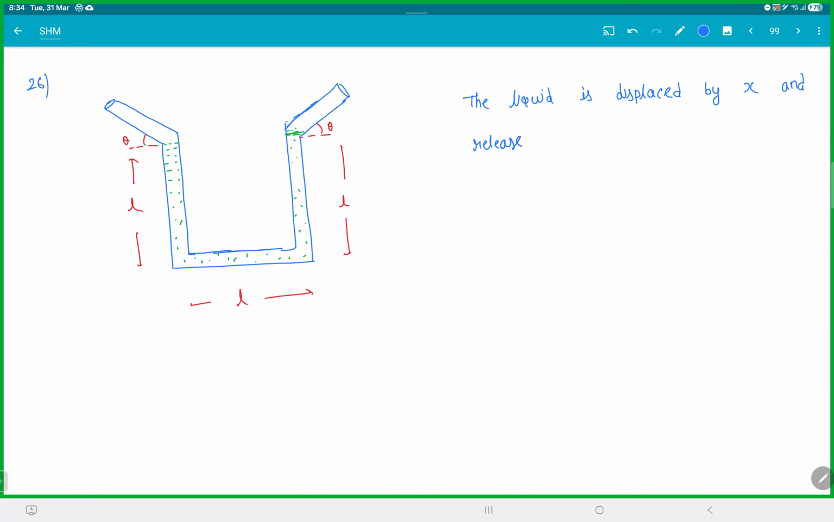So what will happen? The liquid will come here, so this will push here, so this will oscillate left and right. The liquid will just keep going left and right. Rho is the density of the liquid. This is a pipe with uniform cross section.